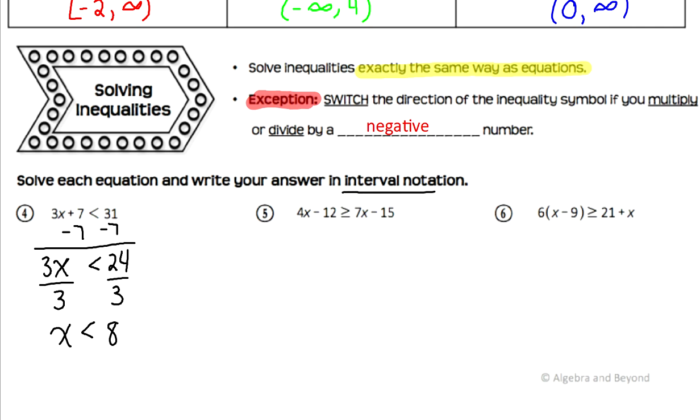It also asks us to write it in interval notation. So less than 8 would be going to -infinity. And my solution set goes up to 8, but does not include 8. So I'll use a parentheses there.